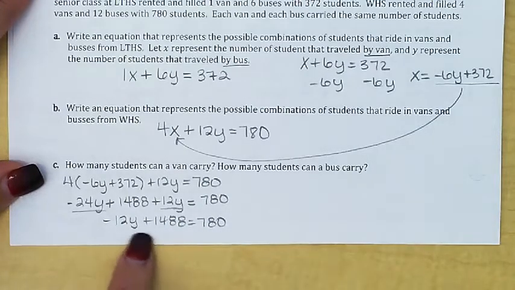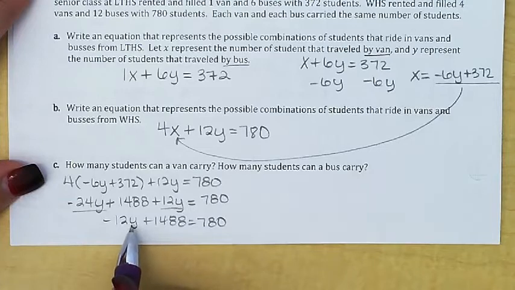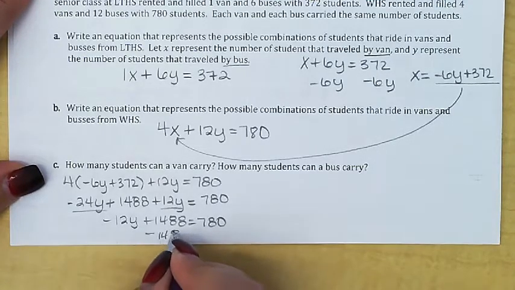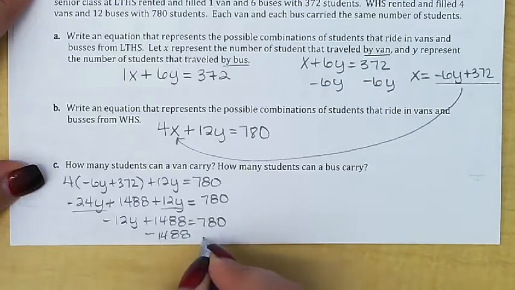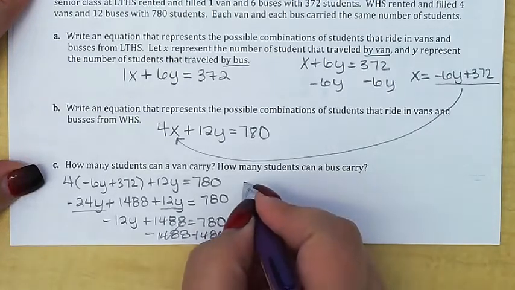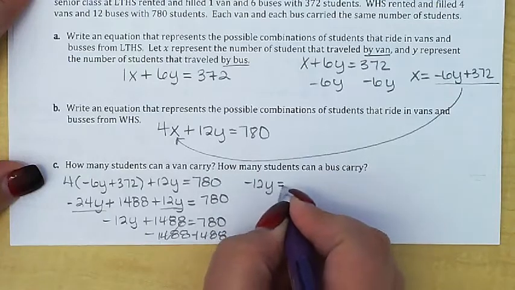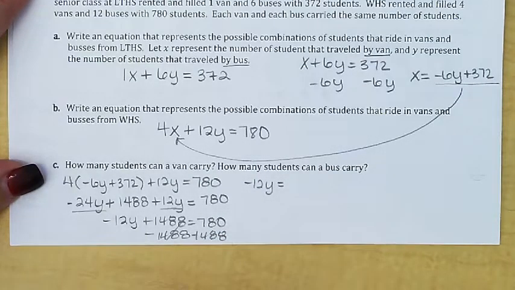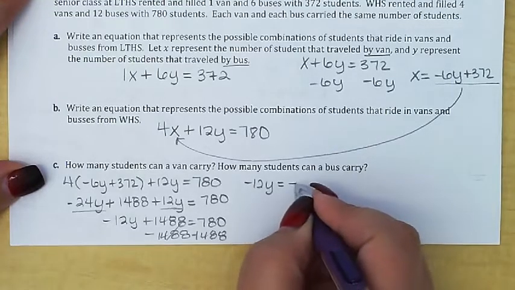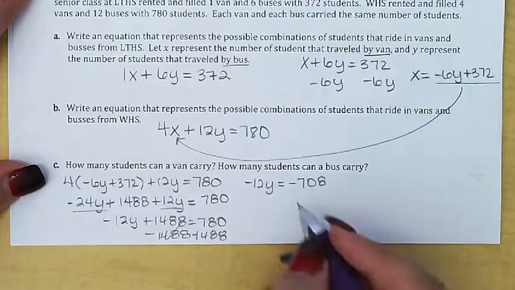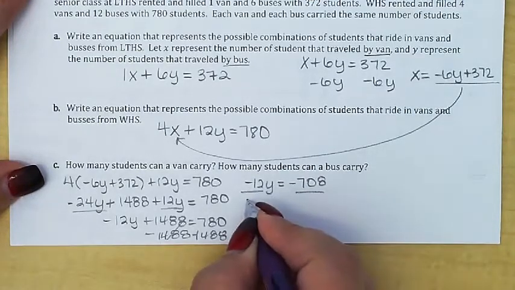And now that everything's simplified and combined, we start to isolate the y. So to get y alone, I'll start off by subtracting this very big number, 1,488, from both sides. So that cancels. Now I've got negative 12y is equal to 780 minus 1,488. That happens to be negative 708. And then we divide both sides by the negative 12.